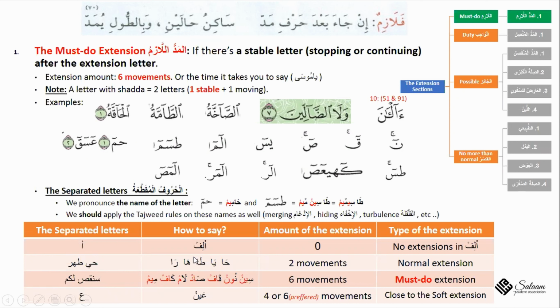So here, how to say these letters. With Alif, you say Alif. Does Alif have any extension letter? Hamza, and then Lam, and then Fa. You don't have any extension letter here. You don't have Alif or Waw or Ya with a letter before them that has the same movement. We don't have this in the word Alif. That's why we have no extension here. There is no extension in Alif.